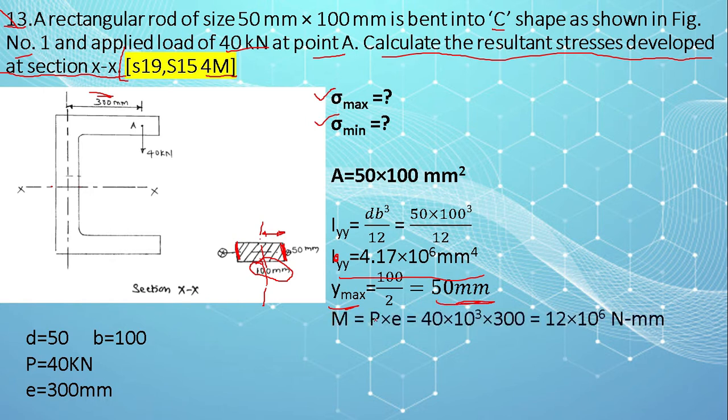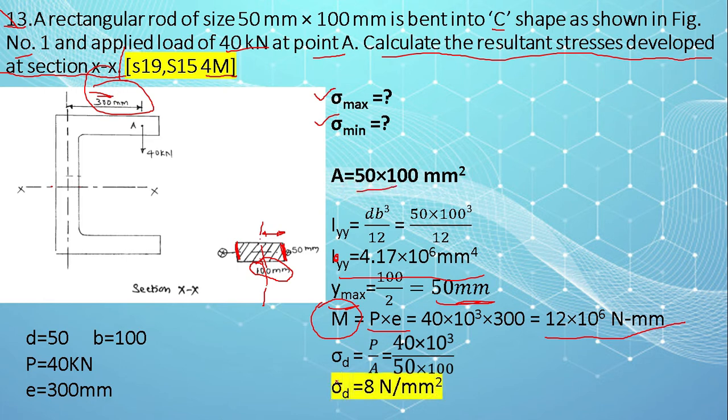Now bending moment M is equal to load multiplied by the perpendicular distance of force from axis. So 40 into 10 raised to 3 and this eccentricity 300, it gives 12 into 10 raised to 6 Newton mm. This is the bending moment. Now we know the formula for direct stress, load divided by area. Load is 40 into 10 raised to 3 and area is 50 multiplied by 100. Therefore direct stress is 8 Newton per mm square. This is the direct stress.